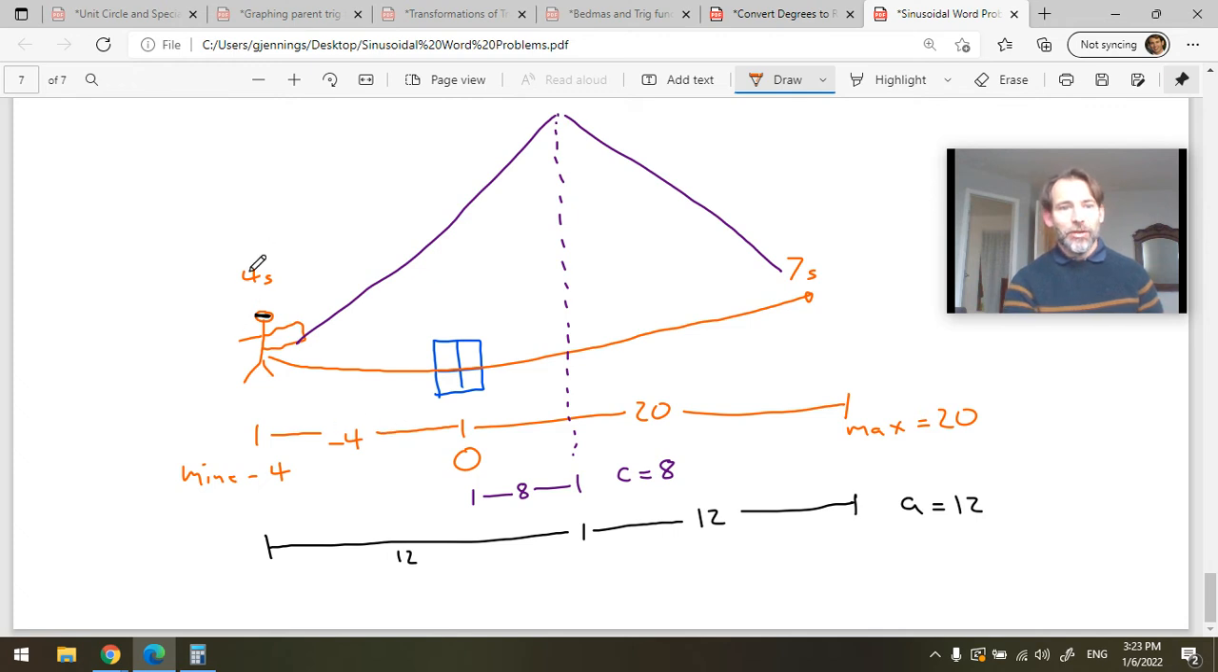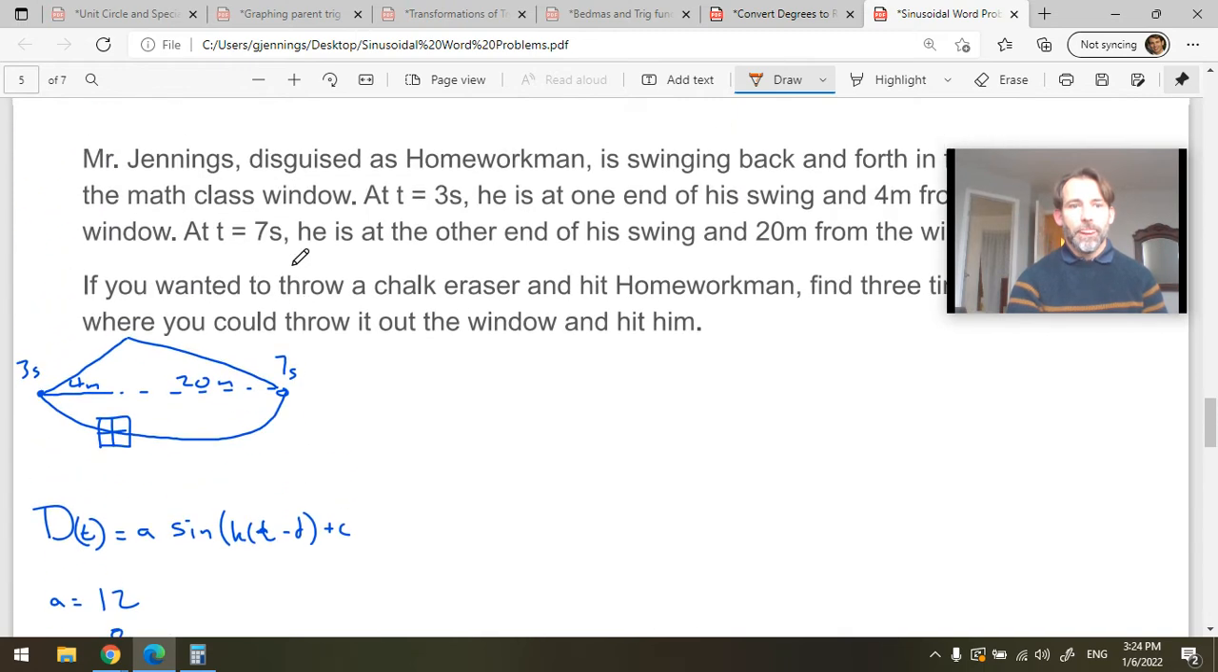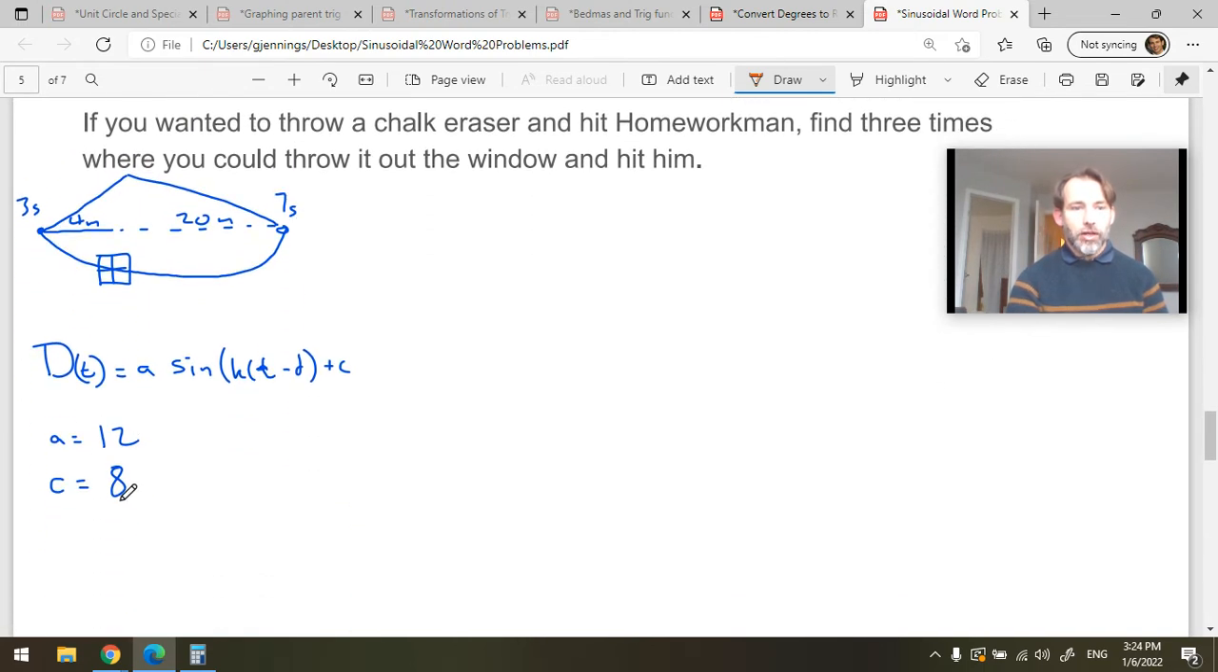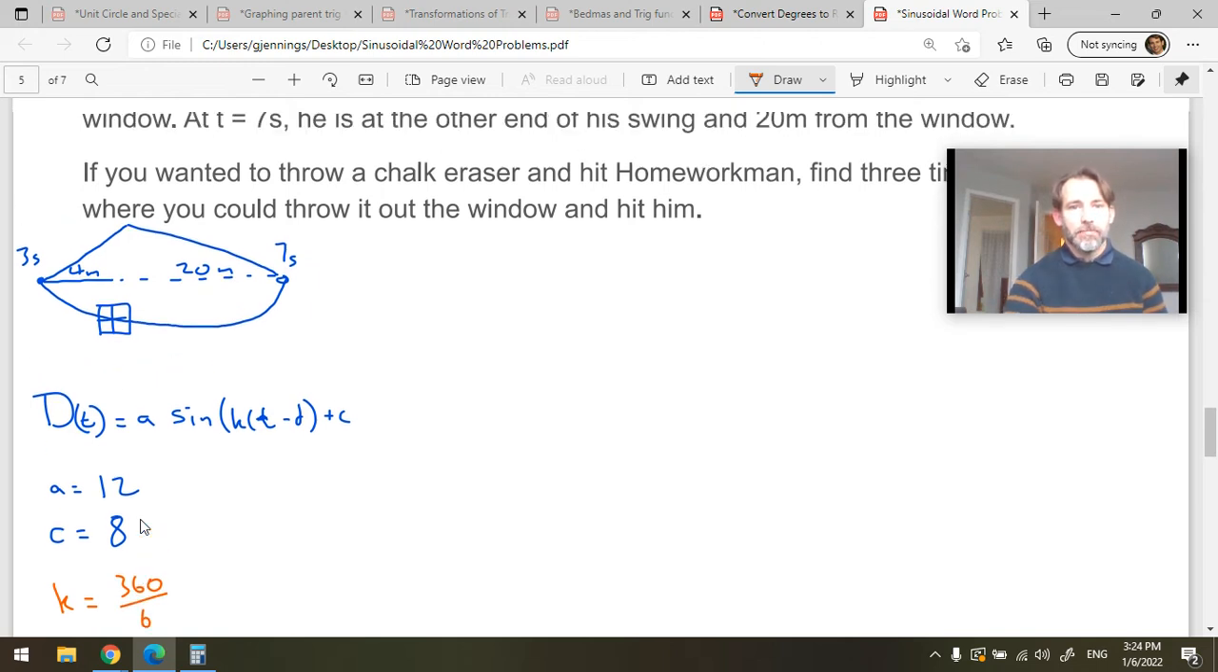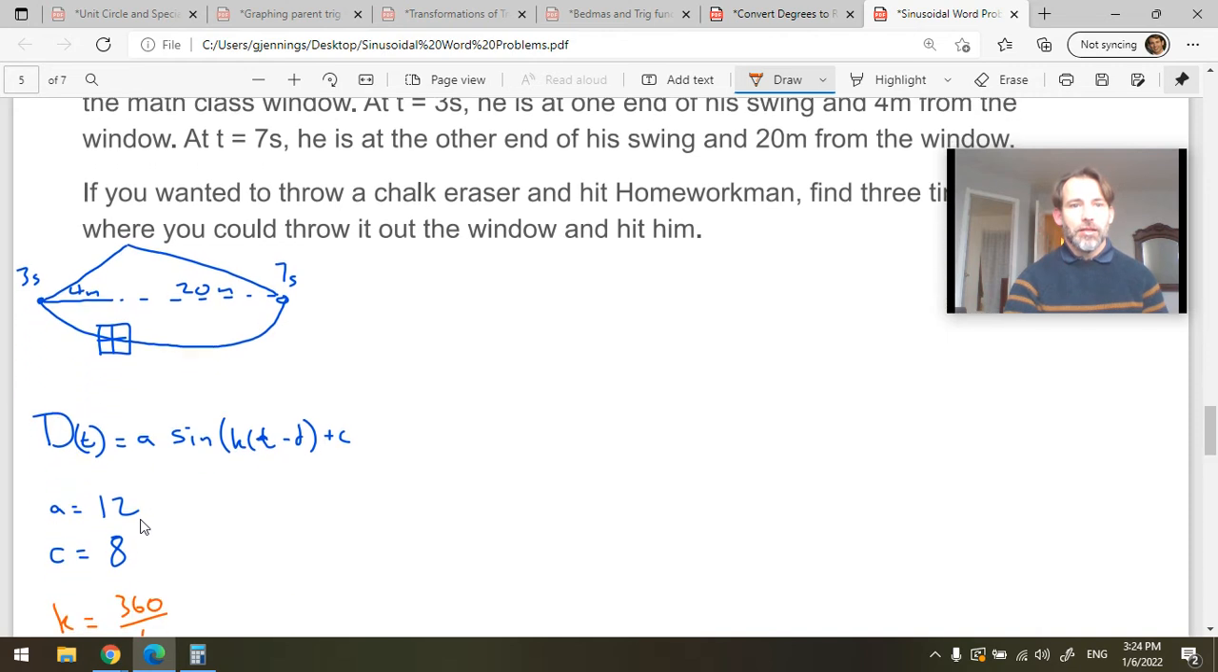All right, and then I know that I'm here at 4 seconds and there at 7 seconds. So I will come back every 6 seconds because it takes me 3 seconds to go from one end to the other, and then 3 seconds, presumably, to come back. So a total period of there and back again will be 6. So let's go back up here. I know A is 12, C is 8, K is equal to 360 divided by the period, which is 6.